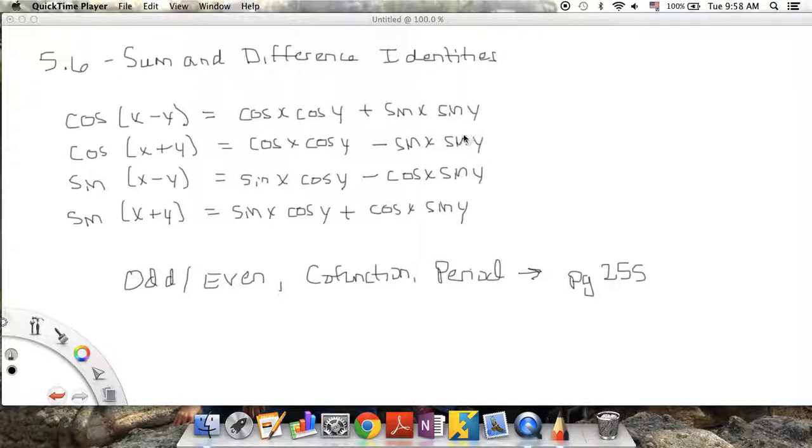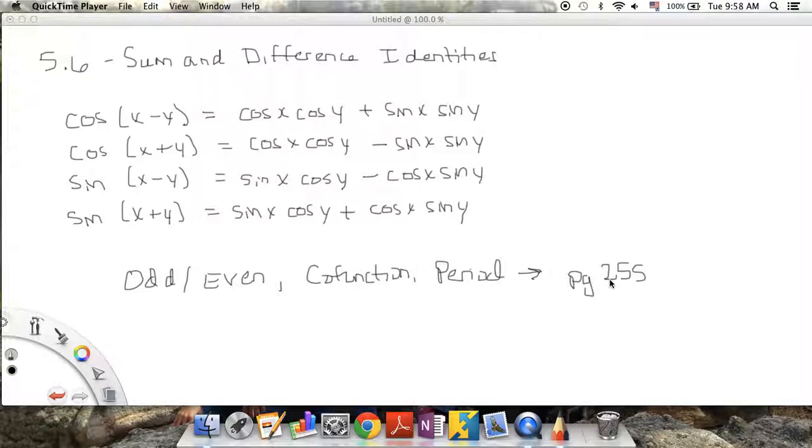How does this help you though? Well, mostly it helps you with things like simplifying equations and putting things together. It also can help you if you need to know the sine or cosine of something that's not on the unit circle. If you can get it as adding or subtracting of things that are on the unit circle, you can get exact values for those.